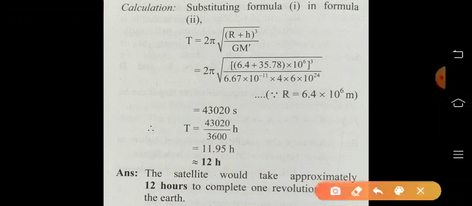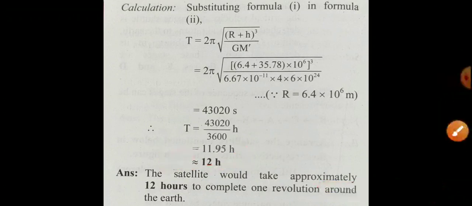So the answer is capital T. Highlight this and write it finally: The satellite would take approximately 12 hours to complete one revolution around the earth. Are you all getting it? Yes. Next one.